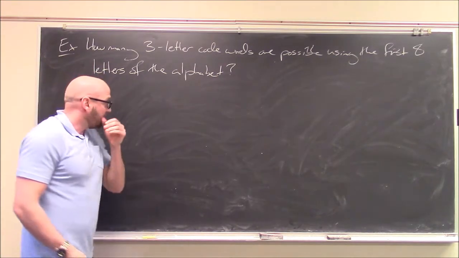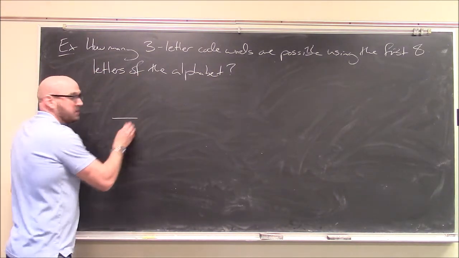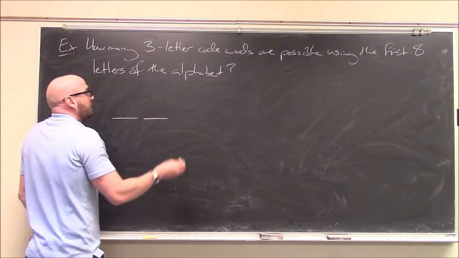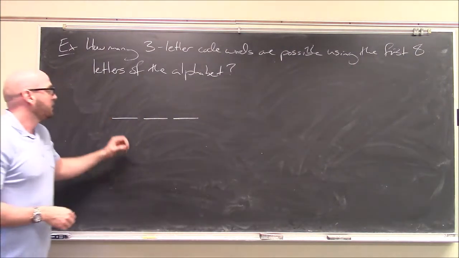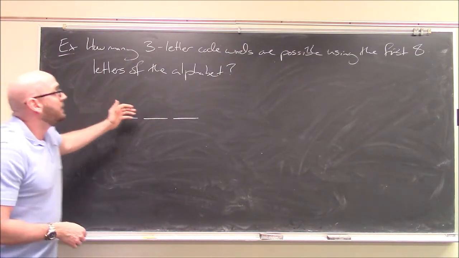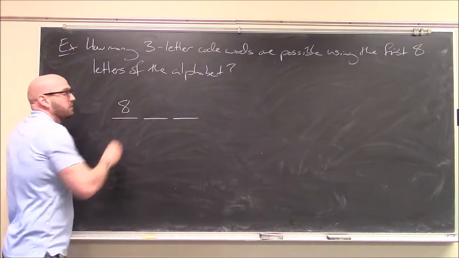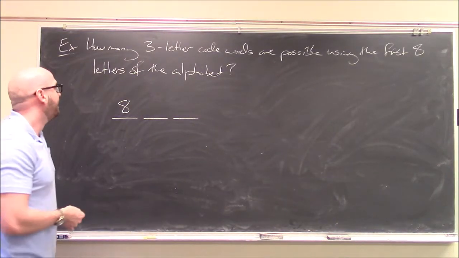So once again, I'll set this up like I did last time. I'm making 3 choices, right? I've got my first letter, my second letter, and my third letter. So I've got 3 different events. For the first event, I have to choose a letter. How many letters am I choosing from? I'm choosing from a pool of 8. So I have 8 possible outcomes there.